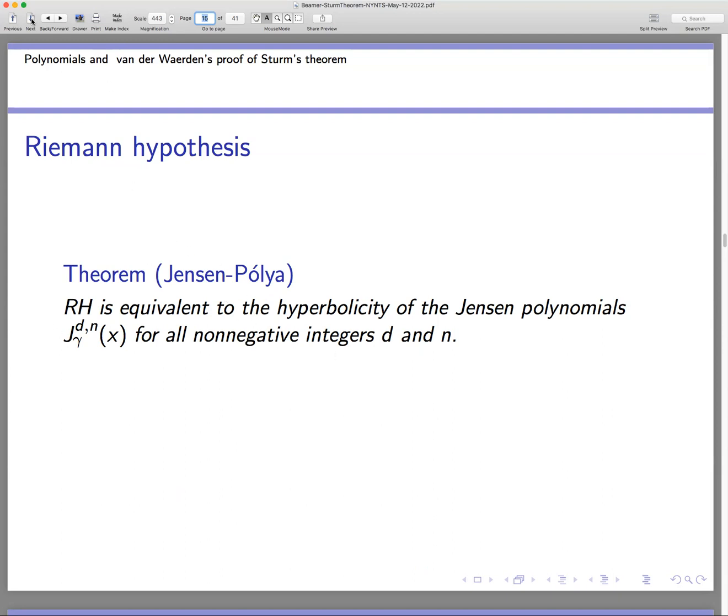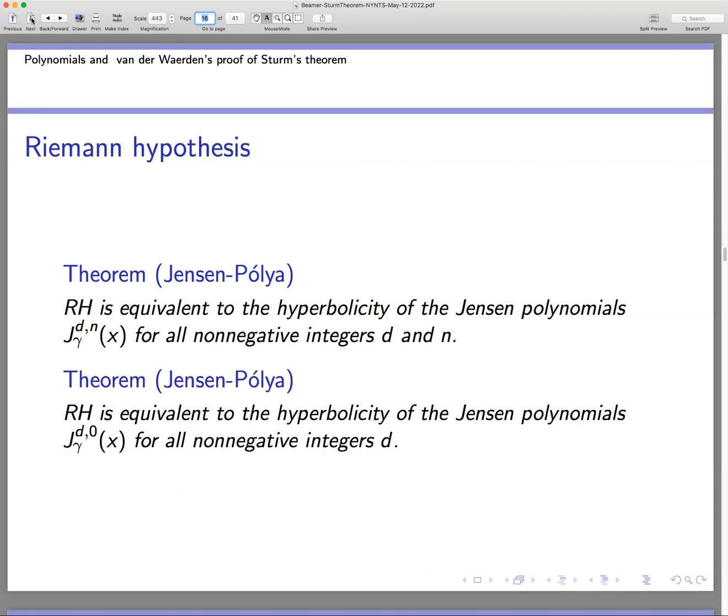And from the little lemma that I said earlier, for any sequence, it doesn't have to be this gamma, for any sequence alpha whatsoever, the Jensen polynomials are hyperbolic for all d and for all n if you just know they're hyperbolic for all d and n equal to 0. So you just have to look at this. This has been around now for maybe 100 years.